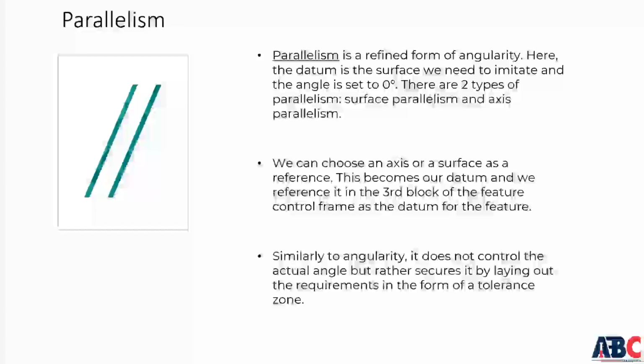There are two types of parallelism. First is surface parallelism and second is axis parallelism. Perpendicularity is also a specific form of angularity where the angle is set to 90 degrees.